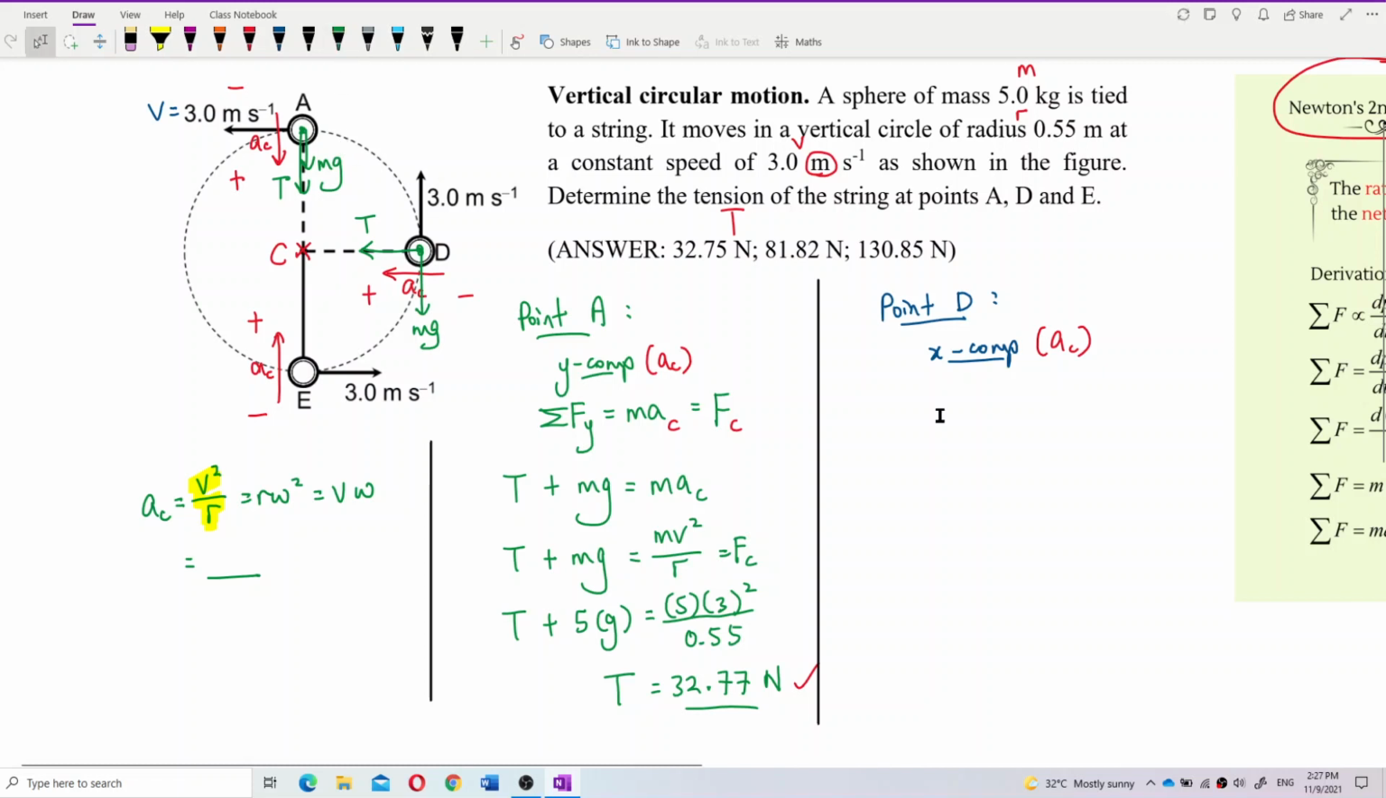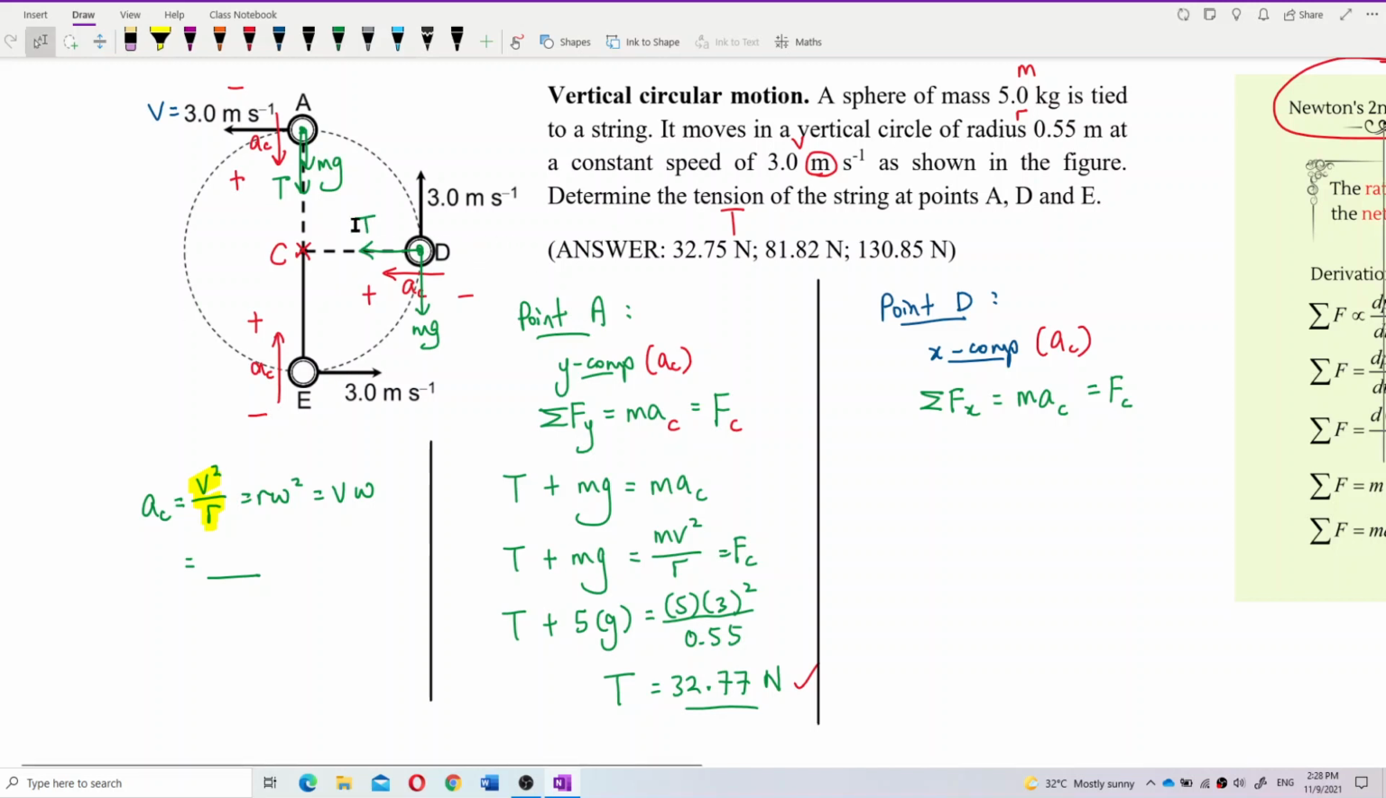In our x component we have the centripetal acceleration, which means there is a resultant force in the x component. So total Fx equals m a_c, which is Fc. What force do we have in the x component?